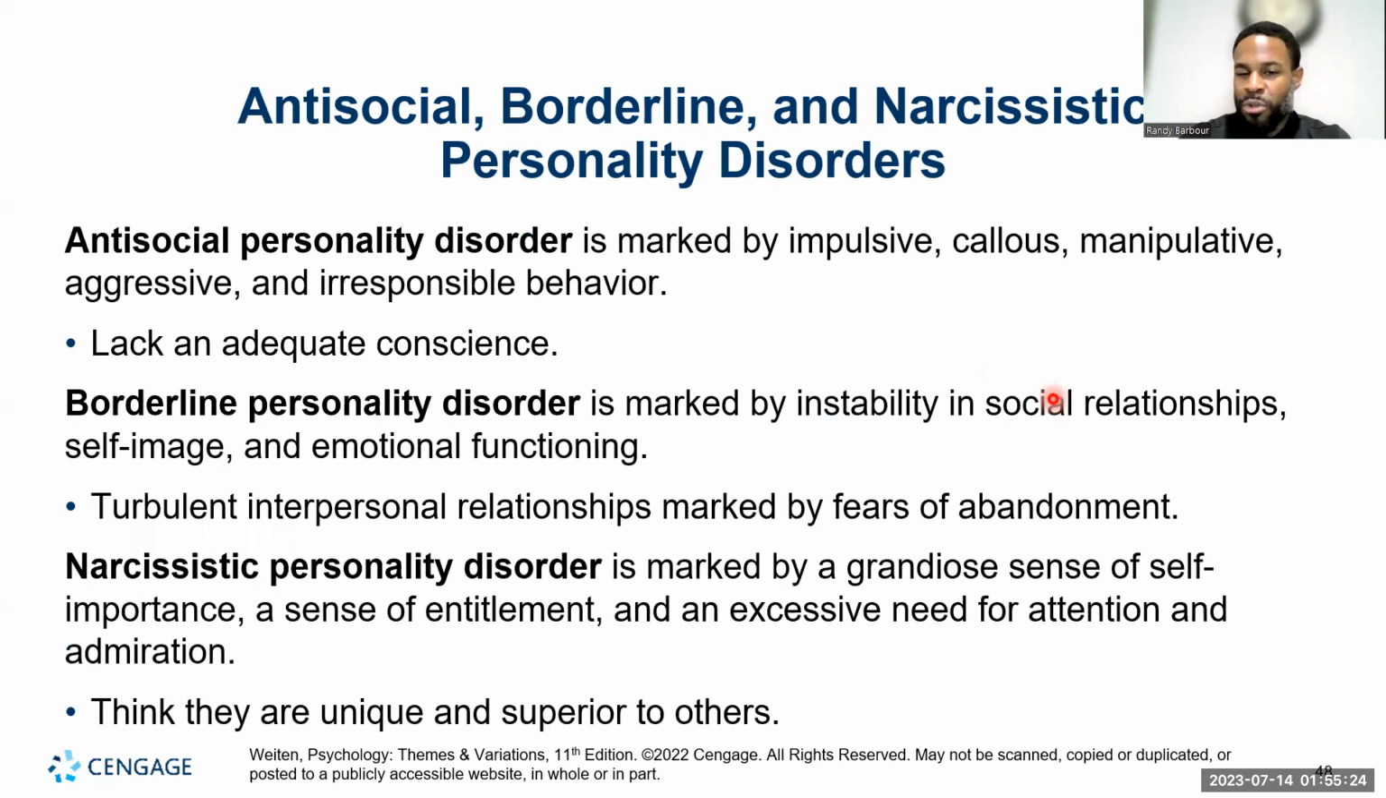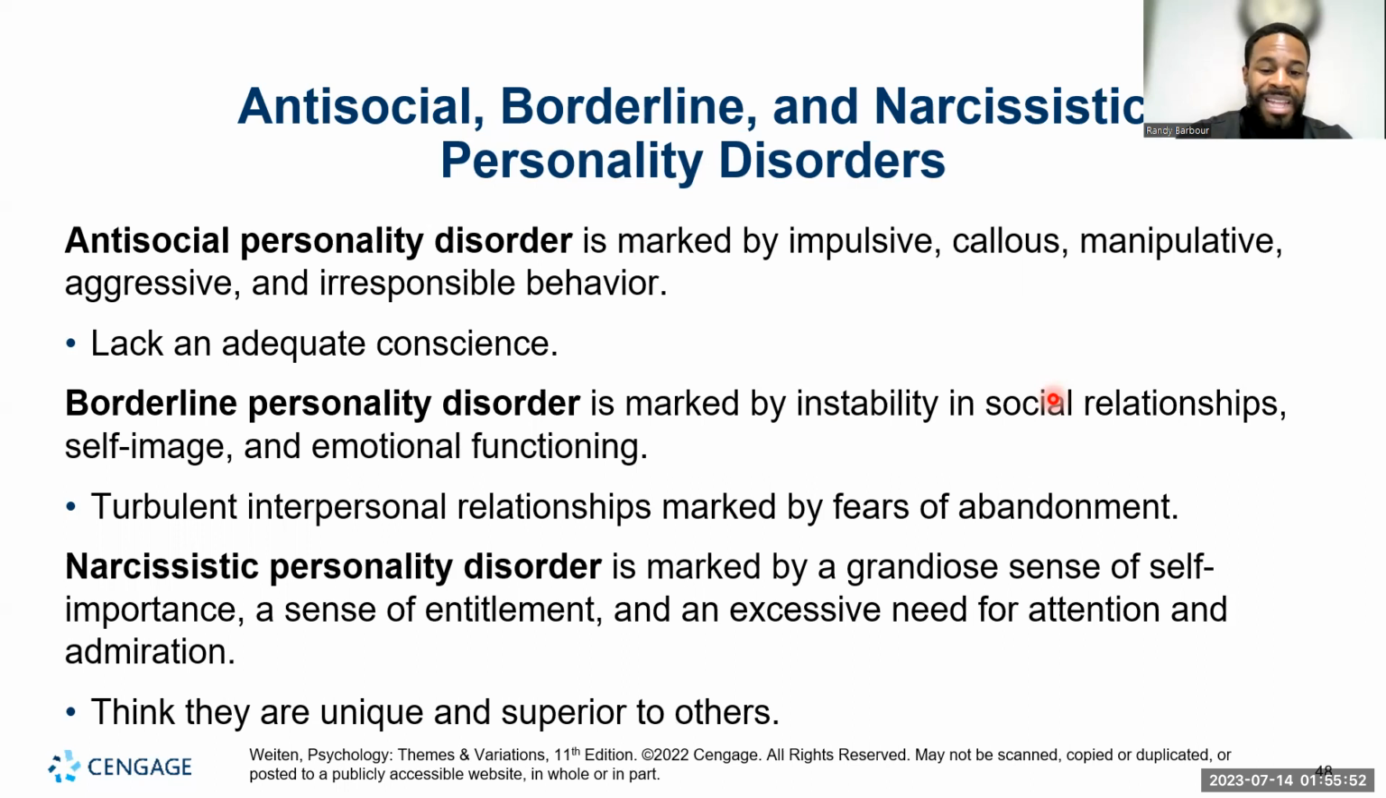Someone who has antisocial personality disorder is really impulsive. They're really callous and manipulative. They don't really have any empathy for people. They can't put themselves in anyone else's shoes, kind of like narcissistic personality disorder. But they really lack conscience. So they do a lot of irresponsible stuff, with a lot of irresponsible behavior.